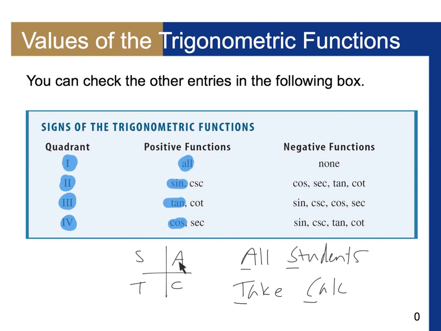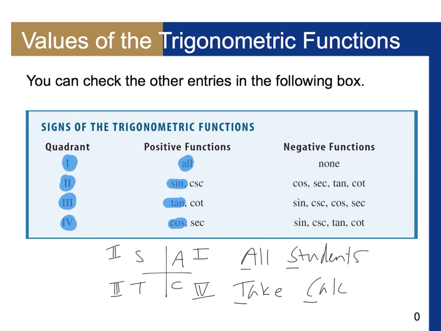So that gives us our shortcut. We can write it like this, ASTC, and this tells us the positives. A means all, S means sine, T means tangent, and C means cosine. All of them, sine, tangent, cosine are the ones that are positive in each quadrant. This would be our first quadrant, second quadrant, third quadrant, fourth quadrant. Let me write that in there. So this is quadrant 1, quadrant 2, quadrant 3, and quadrant 4, as we know.